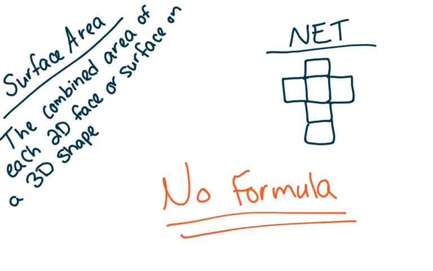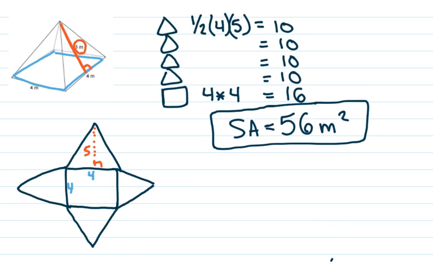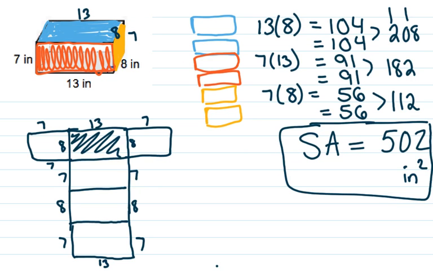So back to our beginning slide, we found the surface area of all of our shapes. Remember that surface area is the combined area of each 2-dimensional face or surface on a 3D shape. You either draw a net or separately find each area, and there really isn't a formula except for the rectangular prism one. So with our square pyramid, we just found all 5 areas and added them up. With our rectangular prism, we found the 3 separate areas, doubled each one, and added them up.